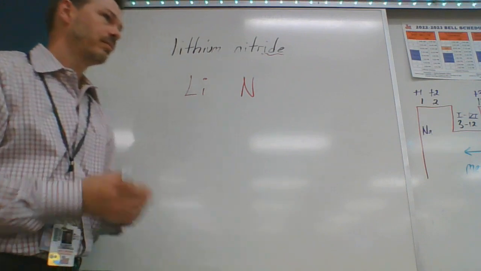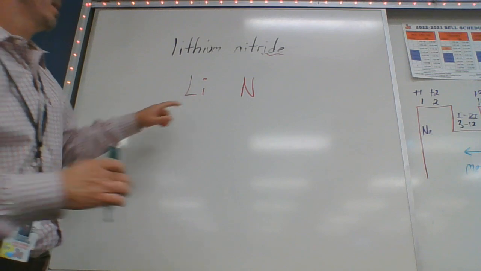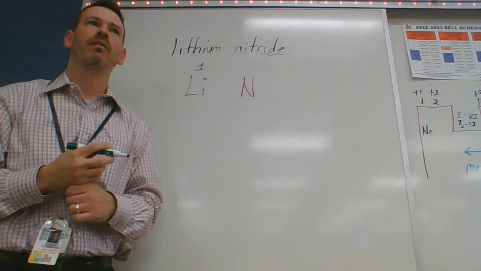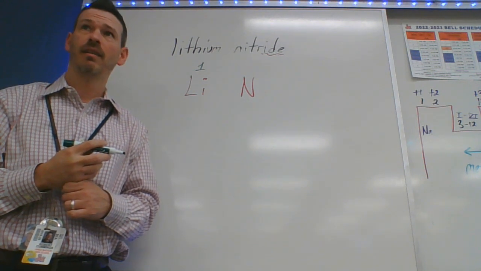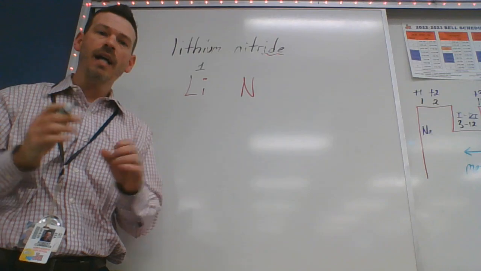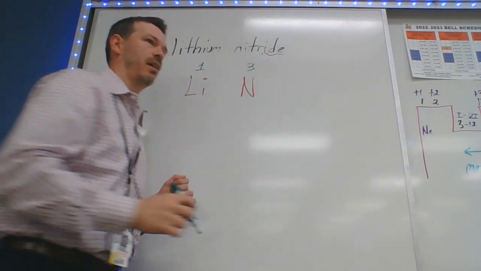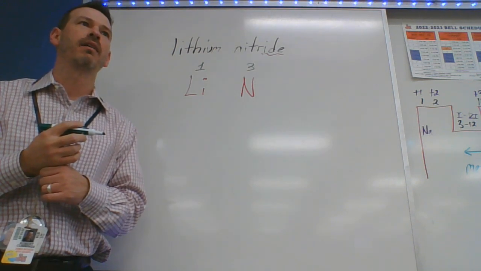The oxidation state of lithium is +1. Verify that you can find the +1. Stop me, call me over if you can't. The oxidation state of nitrogen is -3. Call me over to your desk so I can point to why if you don't know why.